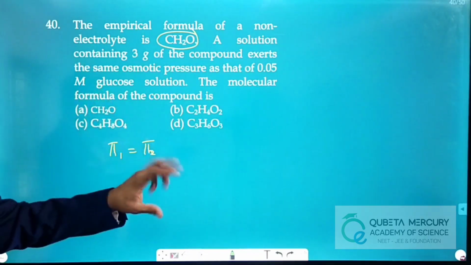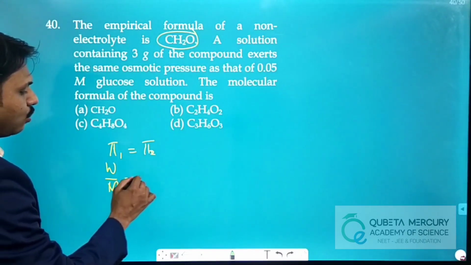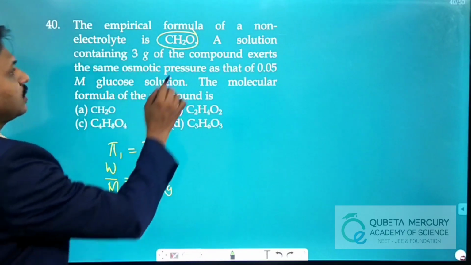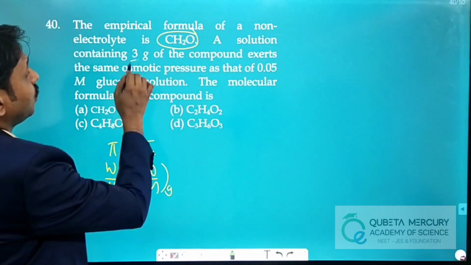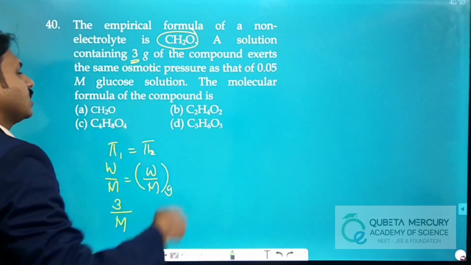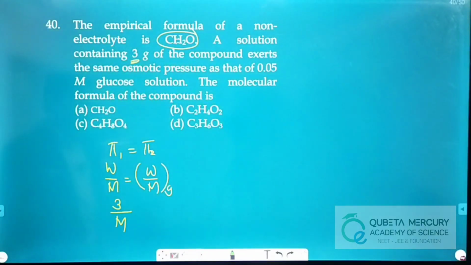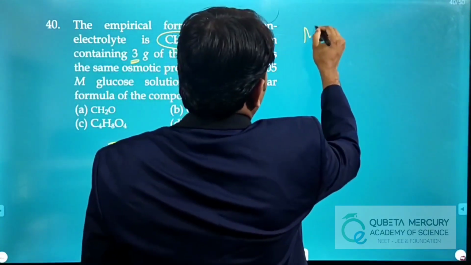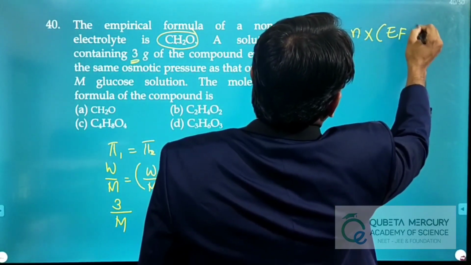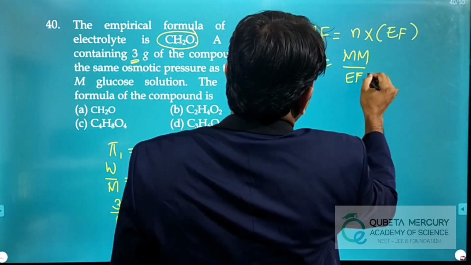Pi of this compound equals pi of glucose, that is, the concentrations are the same. I can write W by M equals W by M of glucose. Substitute here: W is given as 3 gram. So 3 by M, we want to find the molar mass. From molar mass, the molecular formula can be obtained if we know the empirical formula mass. Molecular formula is n into empirical formula. What is n? n equals molecular mass divided by empirical formula mass.